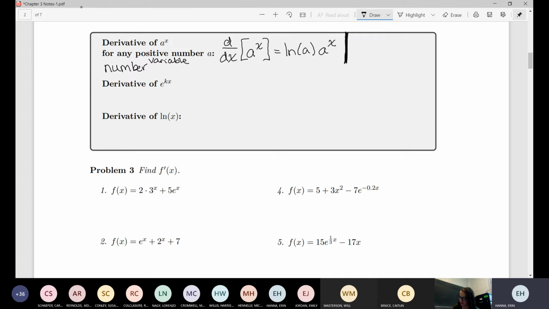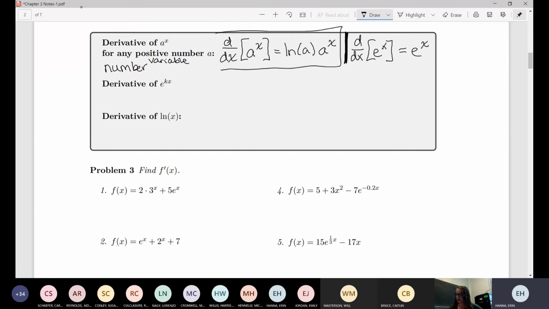More importantly, we have a very special case of this rule where it's the derivative of e to the x, because remember, e is a number. I, and almost no mathematician, will ever use e as a variable. Whenever you see an e, you can very highly assume it's a number. So the derivative of e to the x is e to the x. If you think about it, the natural log of e is 1, so that piece goes away.